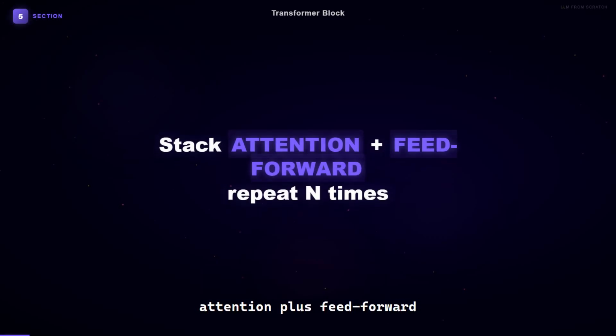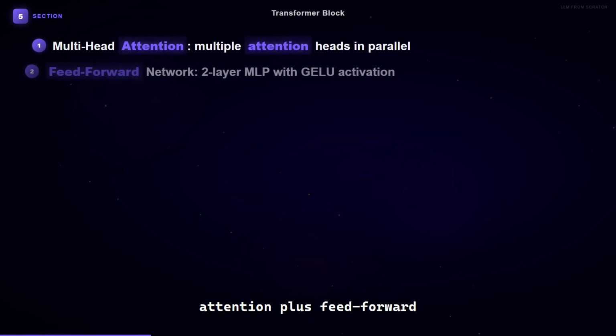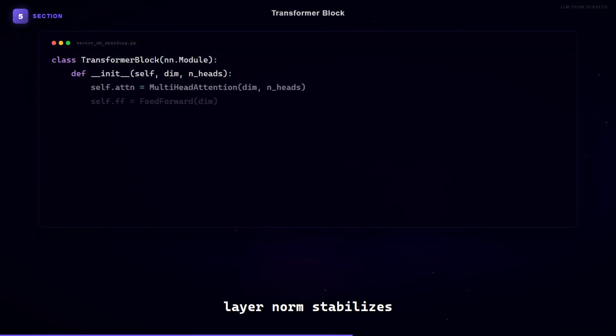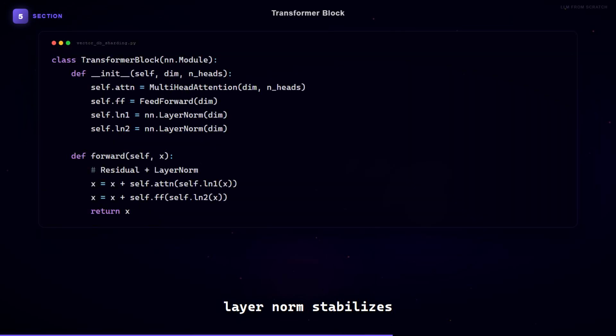Section 5. The transformer block. We combine self-attention with a feed-forward network. Multi-head attention runs multiple attention operations in parallel, each learning different patterns. The feed-forward network is a simple two-layer MLP. We add layer normalization and residual connections to keep training stable. GPT-3 stacks 96 of these blocks. More blocks, more capacity, better language understanding.